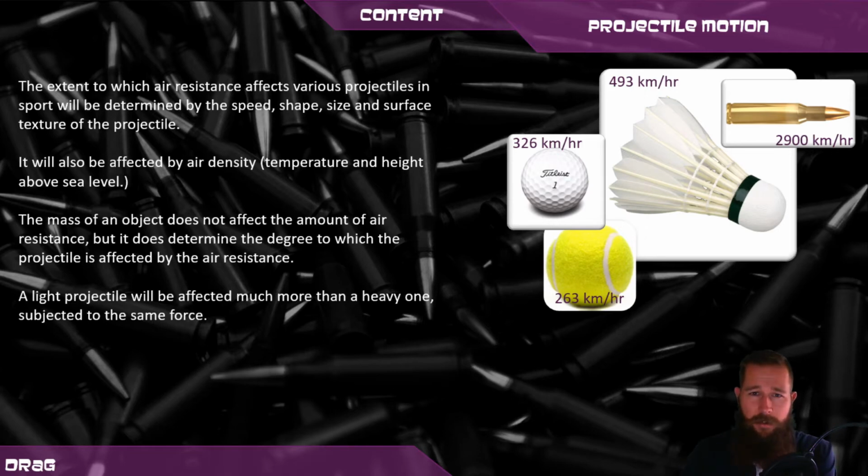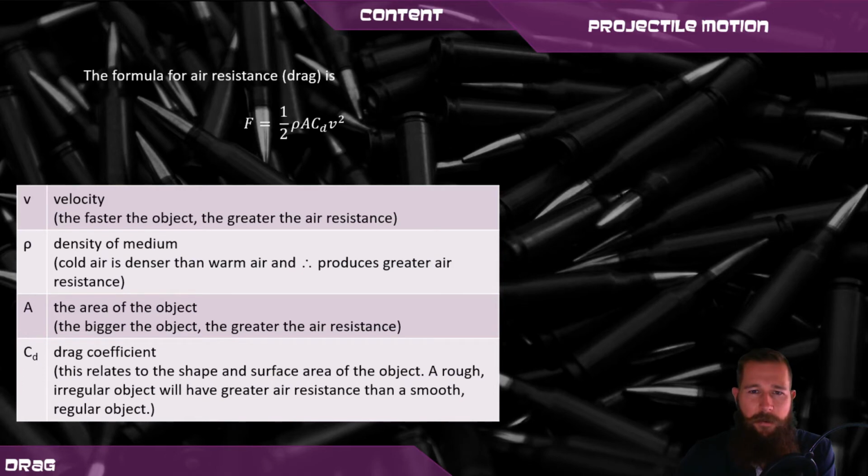The shape of an object, its size or cross-sectional area, as well as the texture of the object affect its drag. The mass of an object doesn't affect the drag on it, however it does affect the degree to which the projectile's motion changes. I'll give you an example of that in a sec. This is the drag equation, however you don't need to know it for the course, but you can see the important factors that are involved in determining the drag on an object.